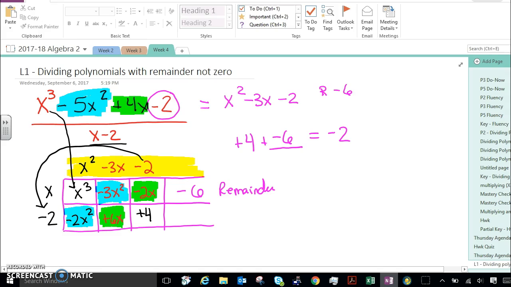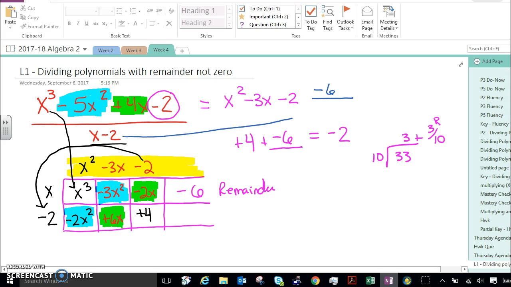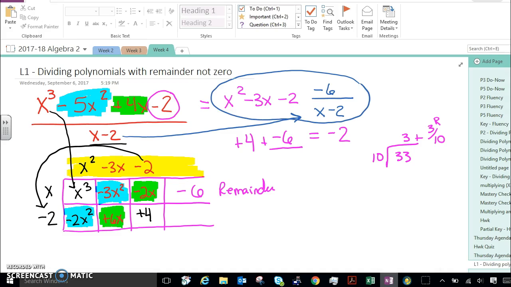And so we would say our answer equals x squared minus 3x minus 2 with a remainder of negative 6. But just like in our first problem where we divided 33 by 10 and got 3 plus 3/10, because this was our remainder, we're going to do the same thing here. And we're going to say our remainder is minus 6 over what we divided by, x minus 2. This is the answer to our problem.